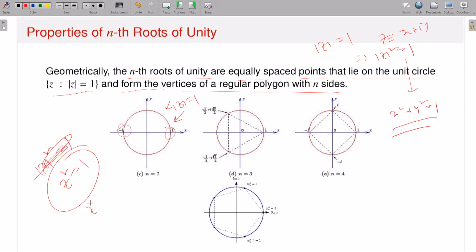Instead of z square, if I say z cube is equal to 1, what are the solutions? You see I have written equally spaced points, right? So you have 1 point here, 1 there and there. What about 4? For 4 you will have equally spaced points like this. This is the geometry. And so on for 5. Therefore the nth roots of unity are equally spaced points that lie on the unit circle mod z is equal to 1 and form the vertices of a regular polygon. So you just make a regular polygon and the vertices give you the corresponding roots of the equation z to the power n is equal to 1. That's the geometric property of the nth roots of unity.